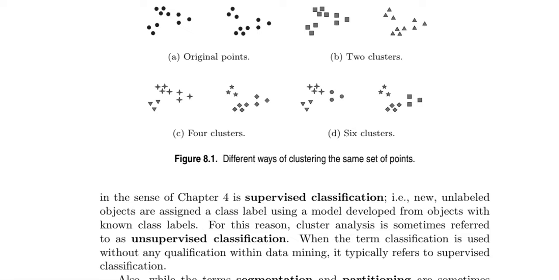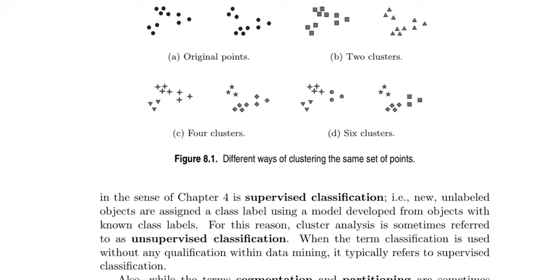And the last one is fuzzy clustering. Every object belongs to every cluster with a membership weight between 0 and 1: 0 means it absolutely does not belong, and 1 means it absolutely belongs. You simply call it fuzzy clustering. So this is regarding these clusterings.